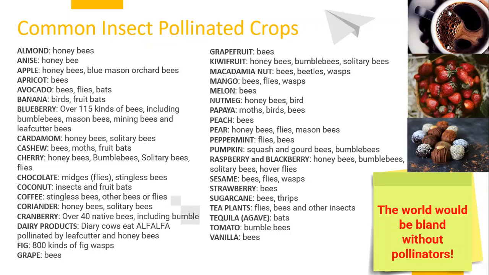The sugar I put in my coffee, the sugar cane is insect pollinated. Even the dairy products, so the cows aren't pollinated, but the food they eat is. So it's really important. That cup of coffee wouldn't be happening. So the world would be a terribly bland and tasteless place if it weren't for insects. So that's why it's important to us as humans.